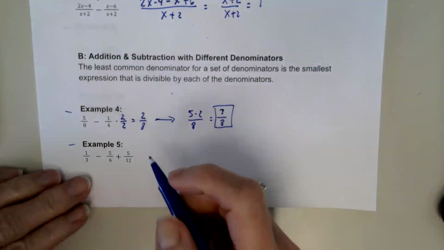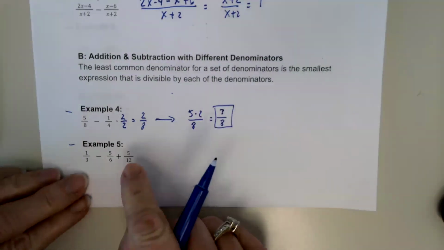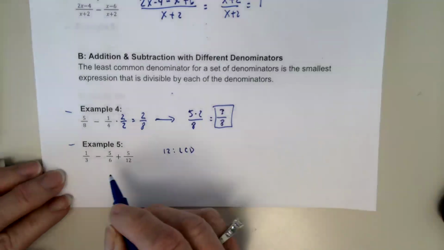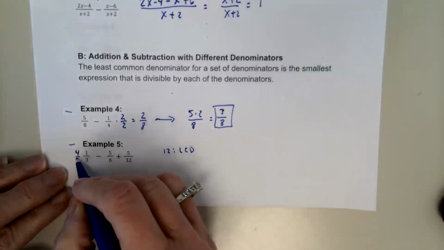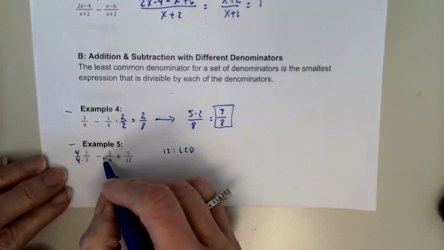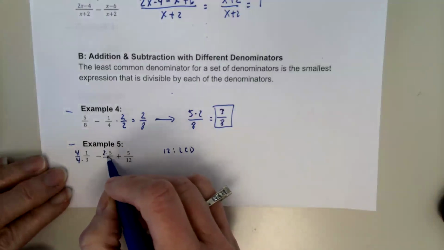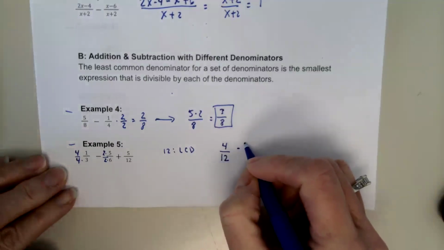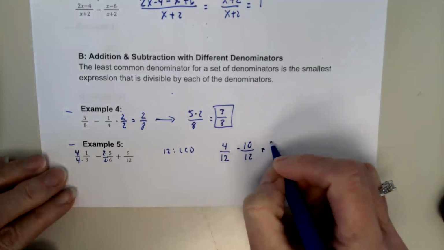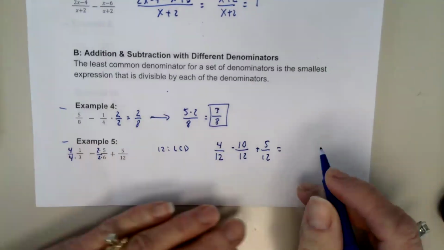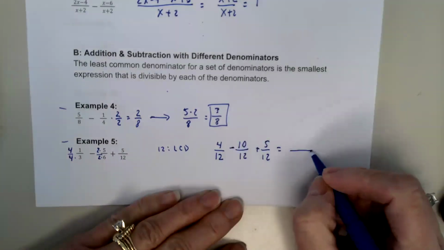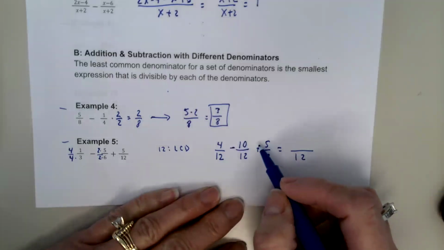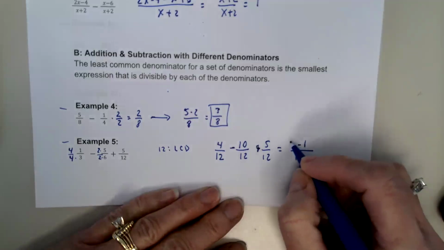Okay. Now in example 5, I have 3, 6, and 12. 12 is going to be my common denominator. So I have to multiply 1/3 times 4/4 to get to a denominator of 12. And I have to multiply 5/6 times 2/2 to get to 12. So I end up with 4/12, subtracting 10/12, adding 5/12. And now that they all have a denominator of 12, I can combine the numerators. 4 minus 10 is a negative 6 plus 5 is a negative 1.